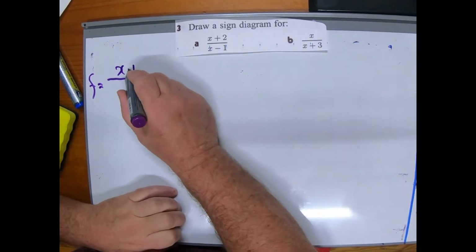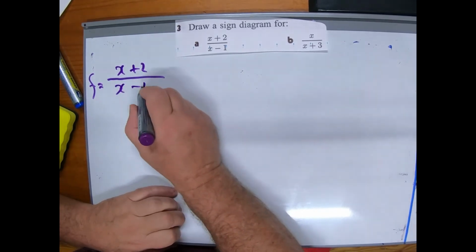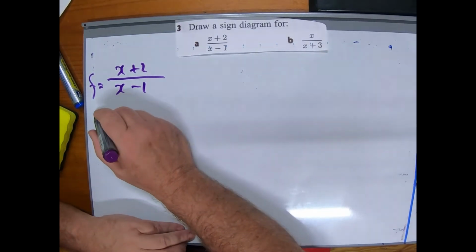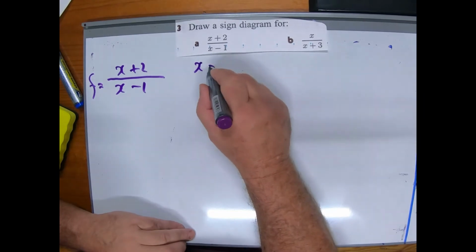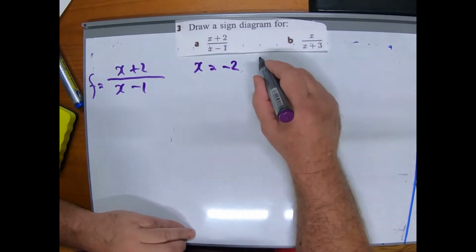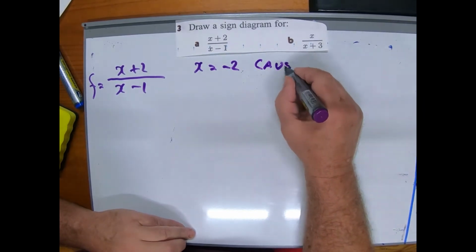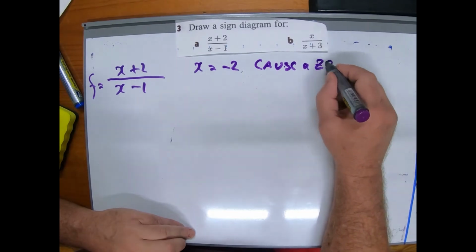equals x plus 2, x take 1. We have two critical numbers. On the top, x equals minus 2. This would cause a so-called 0.